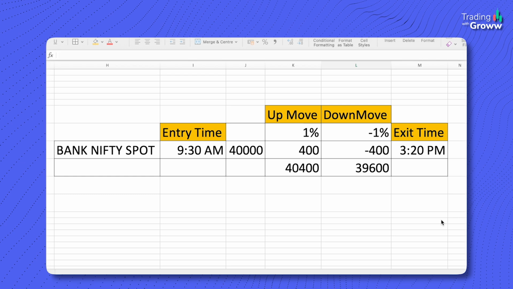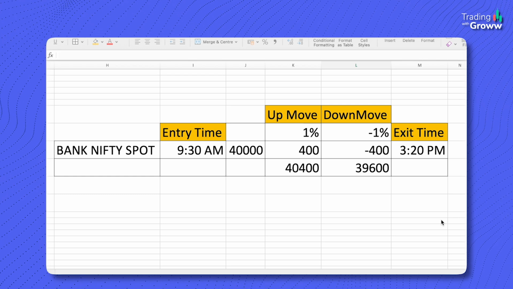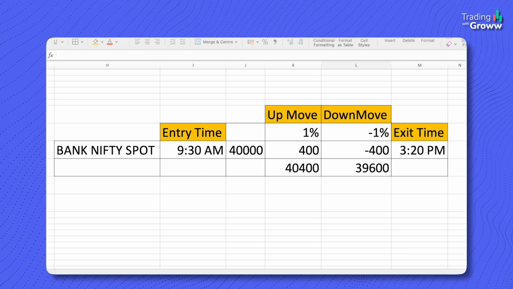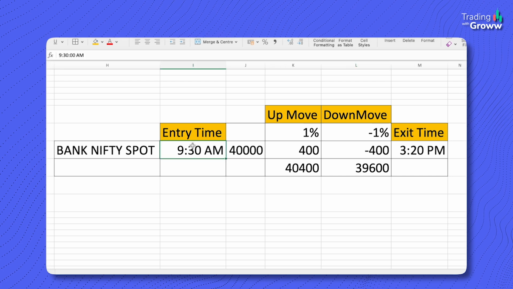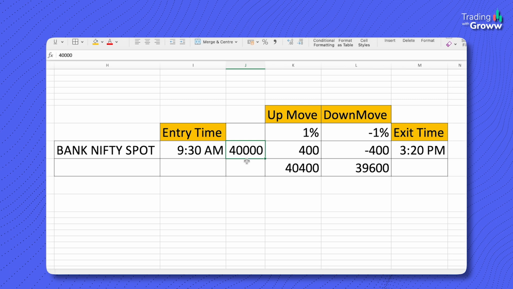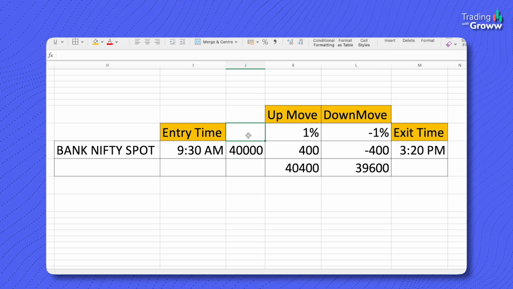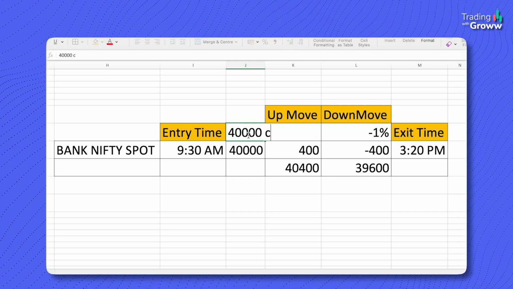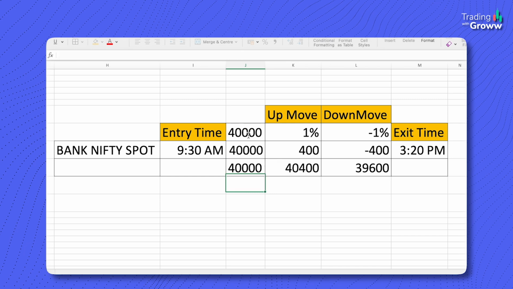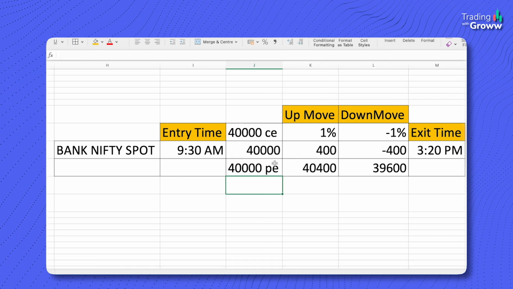The instrument that we are going to choose is Bank Nifty spot. First find out what the Bank Nifty spot value is at 9:30 a.m., and note down the value. Suppose, for example, that at 9:30 Bank Nifty is at 40,000. In this case, we are going to short 40,000 CE, and then short 40,000 PE. So both the at-the-money call option and the at-the-money put option, we will short.